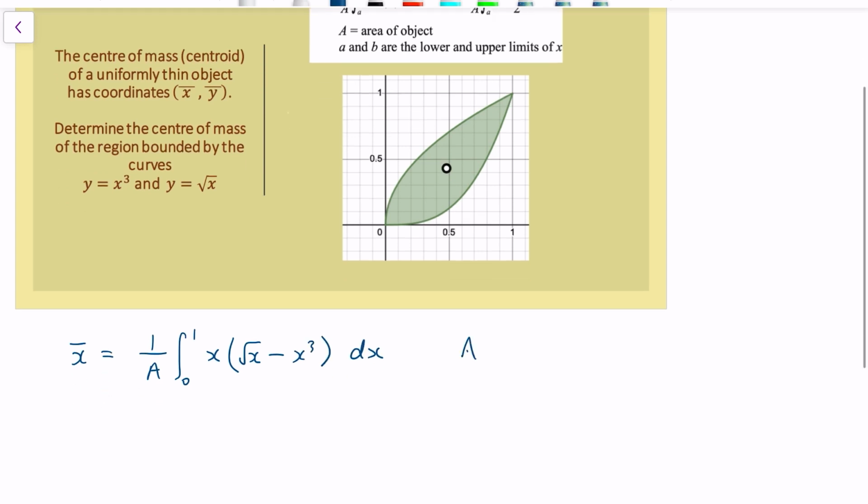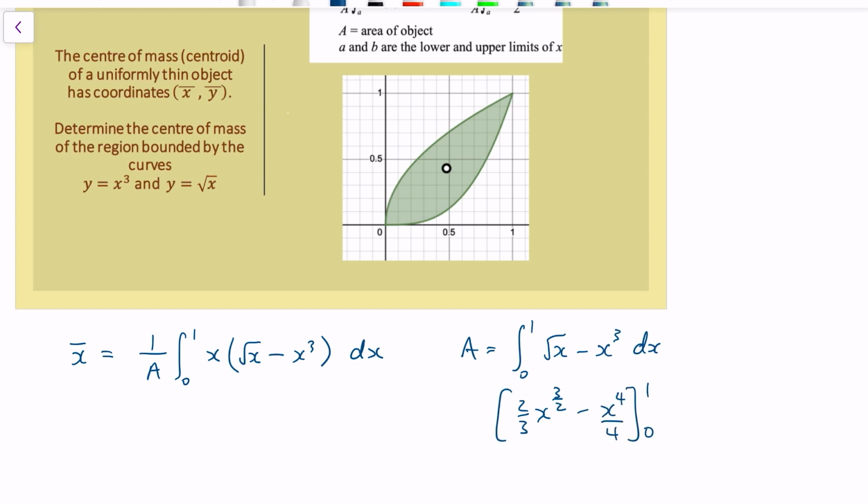And then the area, which we're going to use in both x and y, is the integral between 0 and 1 of the top function minus the bottom function. So let's do that first. X to the half goes to x to the 3 over 2 divided by 3 over 2. That one's x to the 4 over 4, between 1 and 0. So if we work that one out first, we've got 2/3 minus 1/4, which is 5/12.